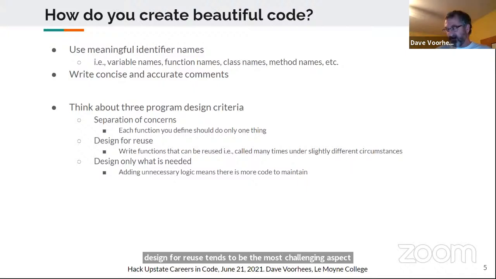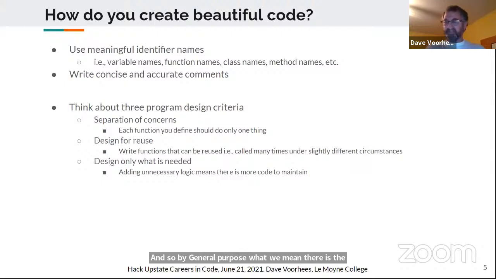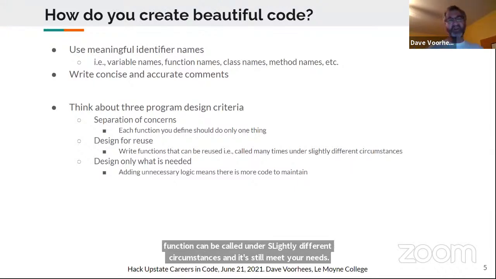How do you create functions that are more general purpose, but yet still help you solve the problem? By general purpose, what we mean is the function can be called under slightly different circumstances and it still meets your needs. And then design only what is needed.